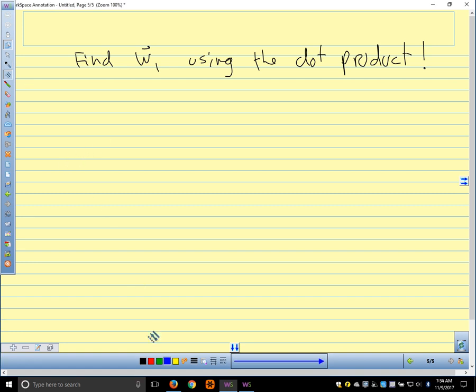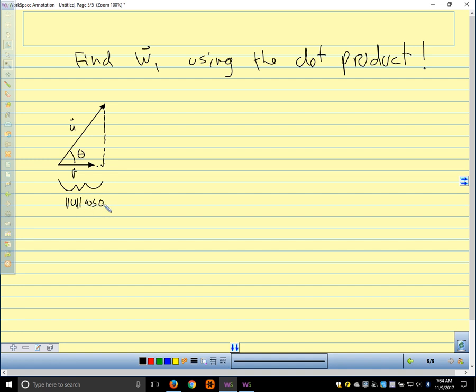So here's the picture that I drew before when we were talking about the geometric interpretation of the dot product. This scalar quantity is the magnitude of u times cosine theta.